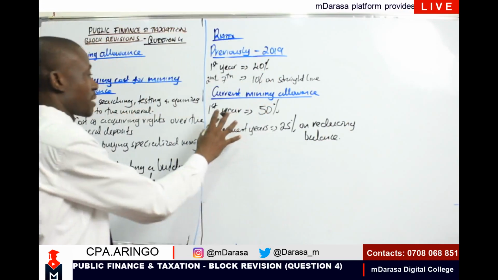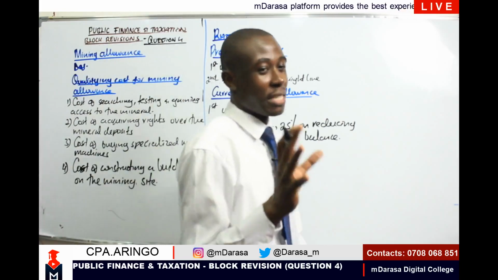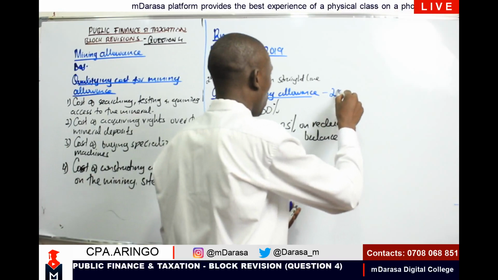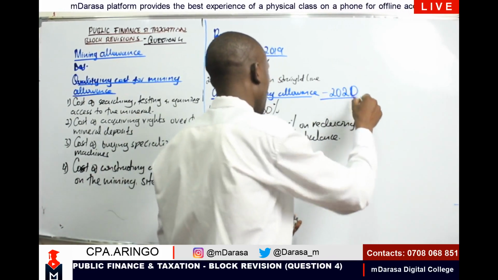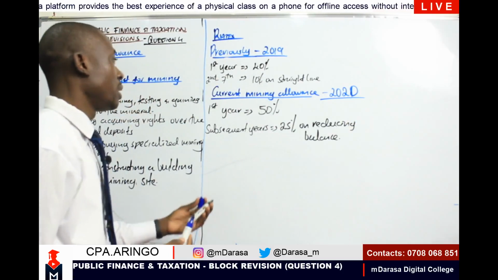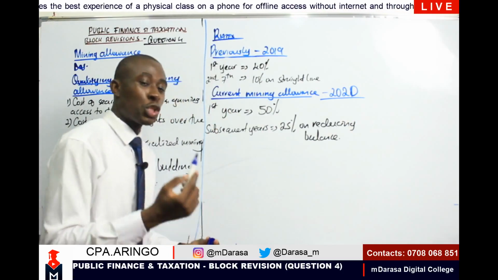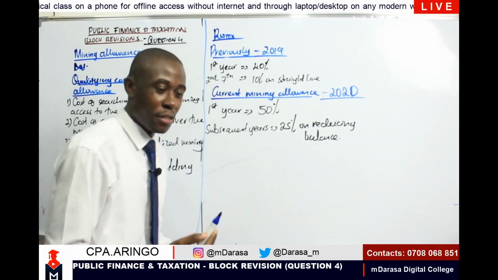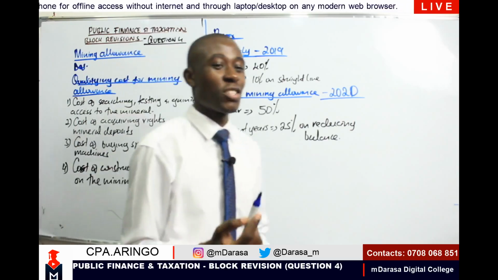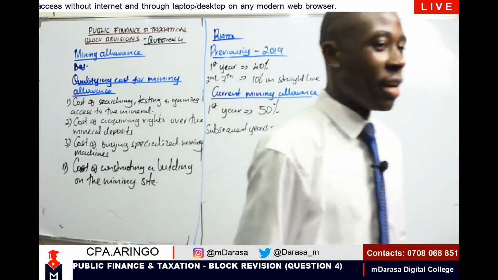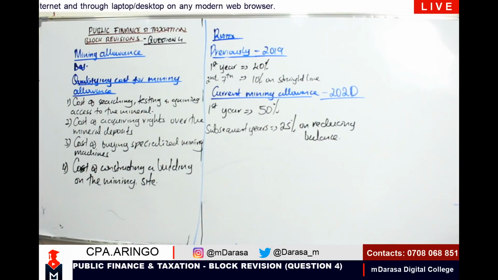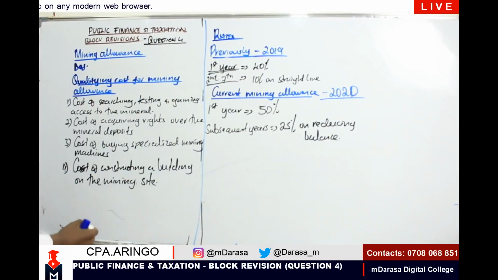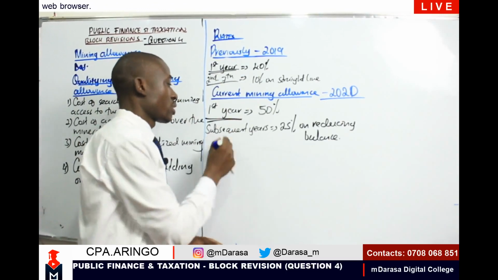This is very important for us to grasp. It will really assist us. So for those students who are doing the exams from 2021 going forward, unless they change it in future, as of today we should understand that mining allowance will be provided as follows: the first year, 50%; subsequent years, 25% on reducing balance basis. It is very important, my good students, for us to note these concepts.